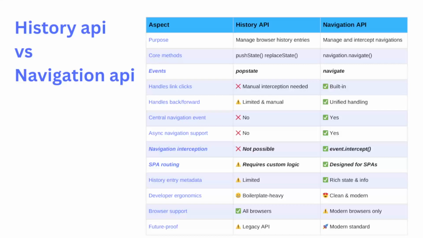Handles back and forward: that's unified handling in the navigation API, while it's limited with the history API. Central navigation event: we have that with the navigation API. Asynchronous navigation support: that's with the navigation API. Navigation interception, we have that with event.intercept. So we can listen to the navigate event and then intercept it and say, don't go to the server, just handle it locally within your client, which is, I think, a real big game changer, right?